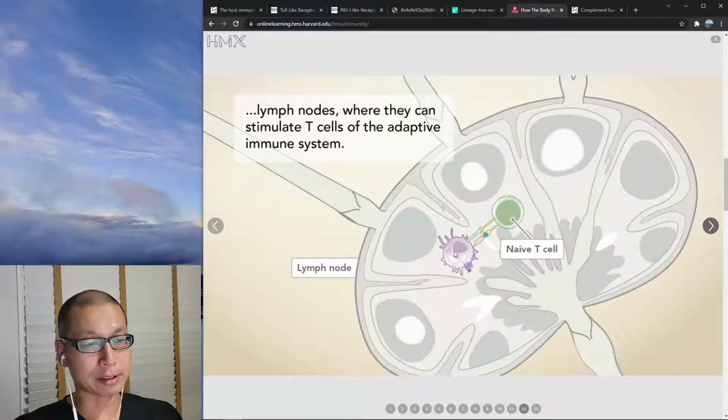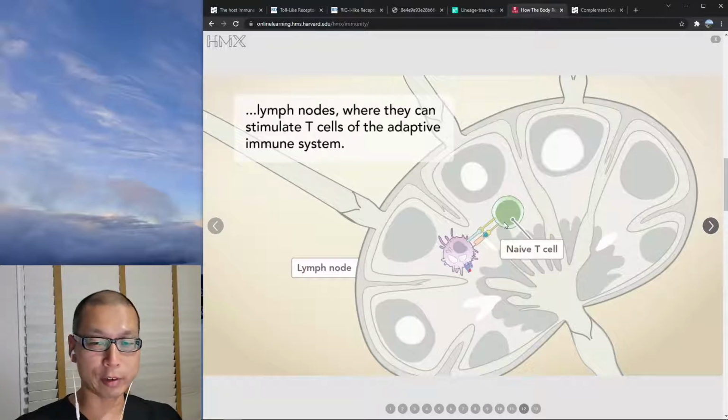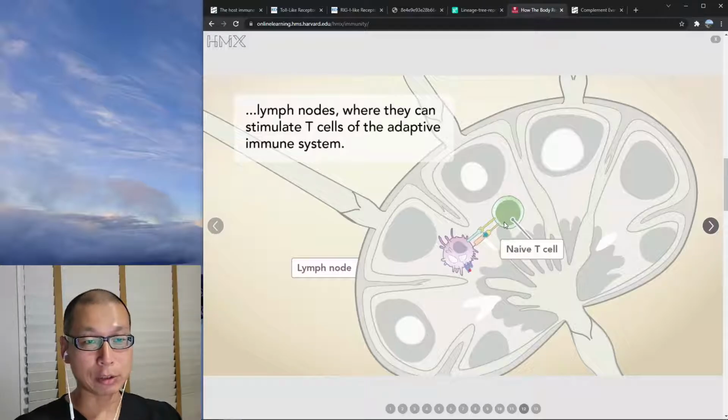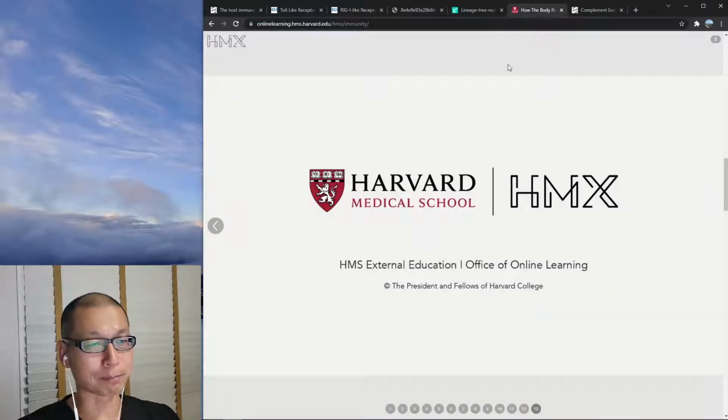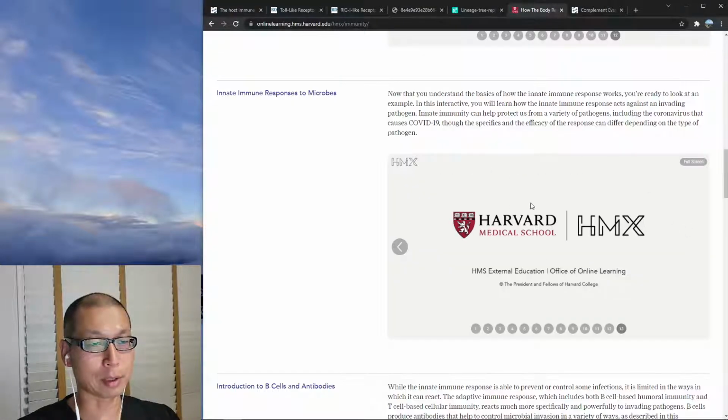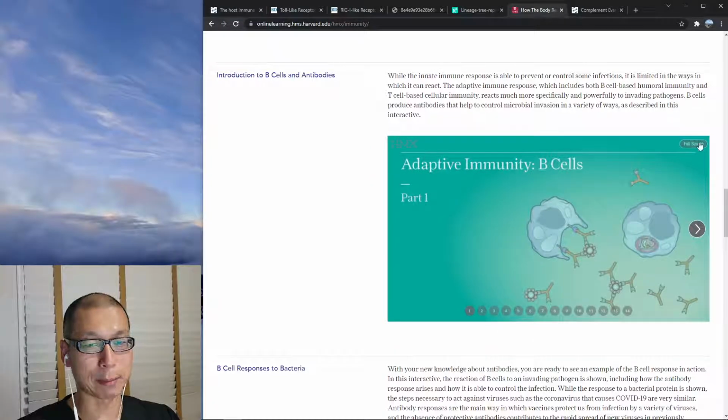The dendritic cell will go into the lymph node and ask around and say, hey, do you guys recognize this thing? A bunch of T cells will come up to it and say, no, I don't recognize it. Then eventually it will run into a T cell that says, yup, my receptor fits that thing. Then the dendritic cell will tell that T cell, hey, we need a lot more of you guys. So this naive T cell will start expanding, and that's when the adaptive immune system starts happening.